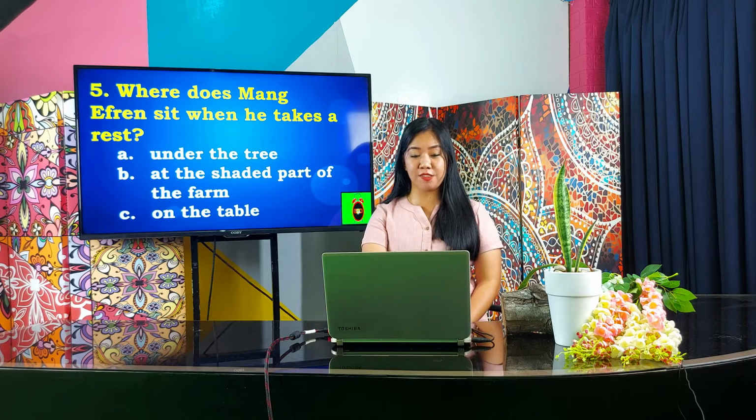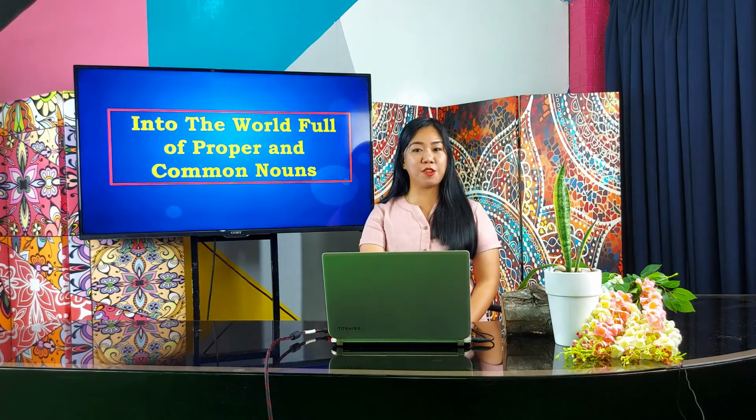The correct answer is letter B. At the shaded part of the farm. It's time for you now to count your scores. If you got a perfect score, good job, kids! Now, let's start our journey into the world full of proper and common nouns. I am sure you are ready and excited to learn.